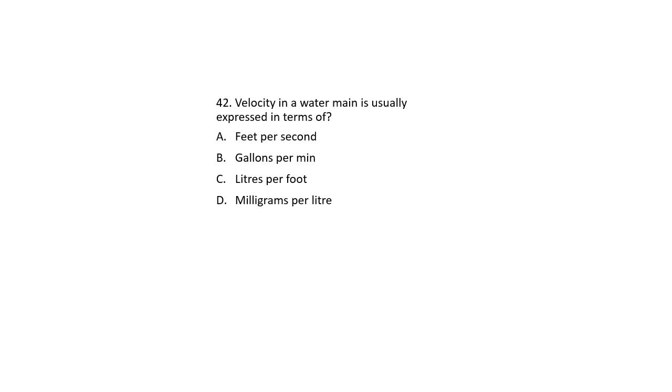Velocity in a water main is usually expressed in terms of feet per second, gallons per minute, liters per foot, or milligrams per liter. They're usually expressed in terms of feet per second.